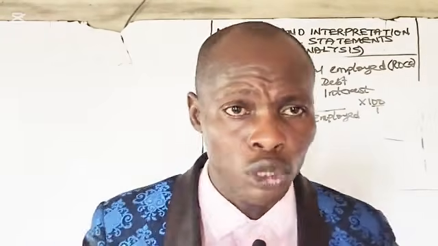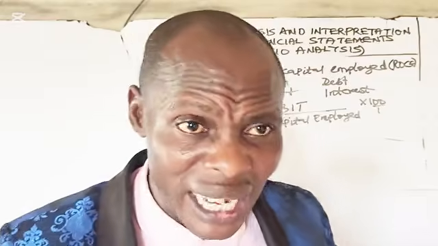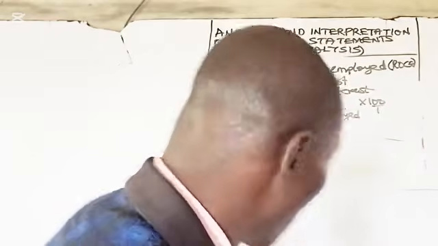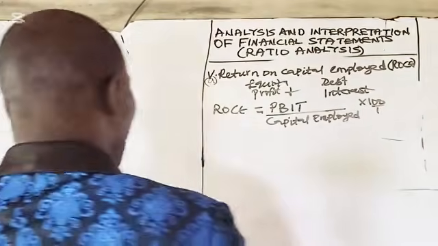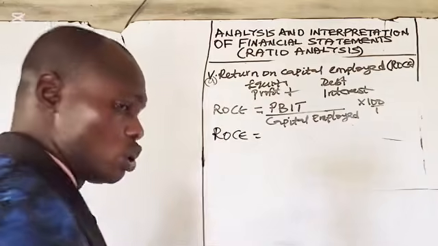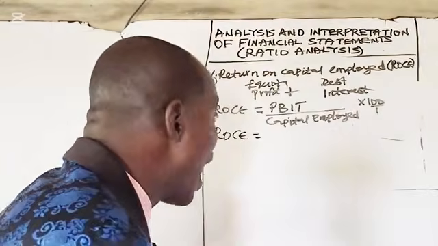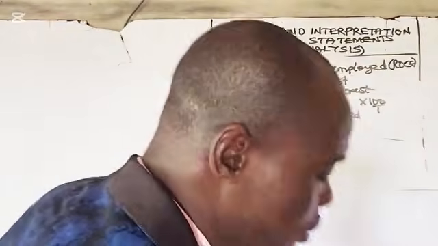So that means with ROCE you want to measure two things: the efficiency in utilization of assets and the overall profit. To calculate ROCE, your discussion has to look at two angles. ROCE should never be discussed from only one angle. Two angles, two things are involved.